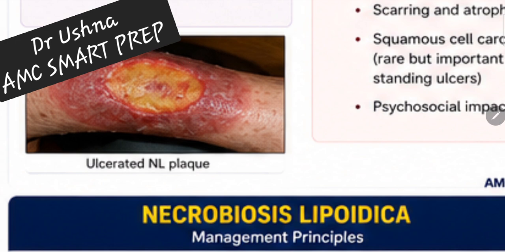So any lesion, any plaque which has an atrophic surface, a waxy appearance, a telangiectatic surface, present on your shin, think of necrobiosis lipoidica until proven otherwise. Specifically, if the patient has diabetes as well, then your question is locked. This is necrobiosis lipoidica, nothing else.